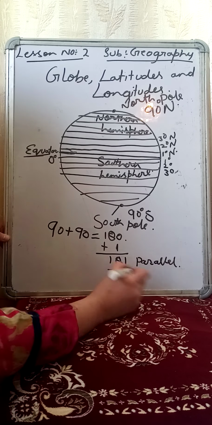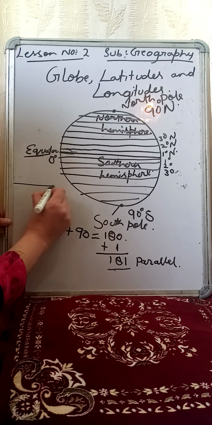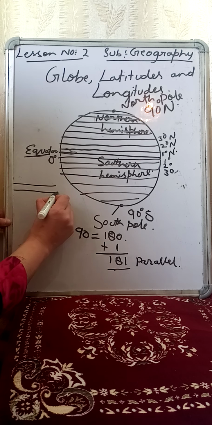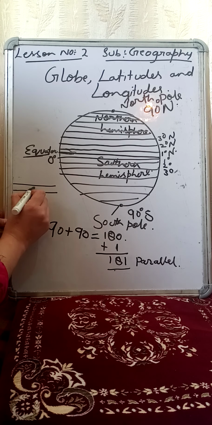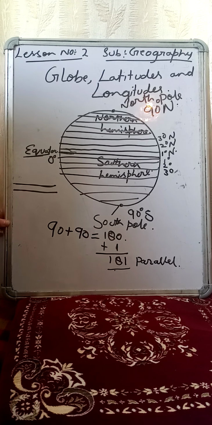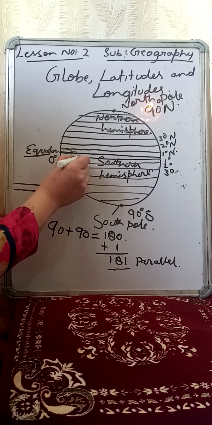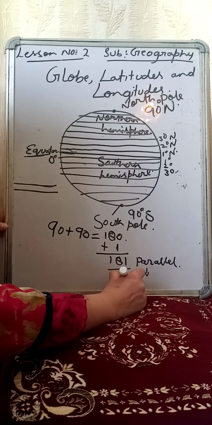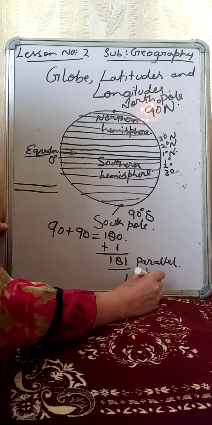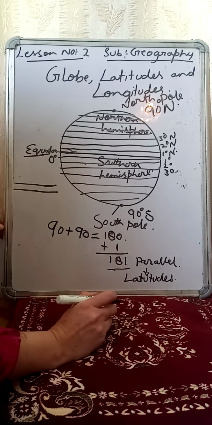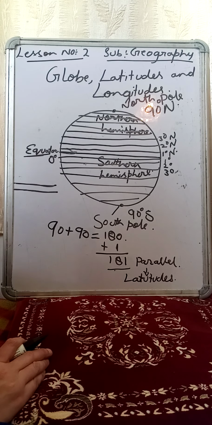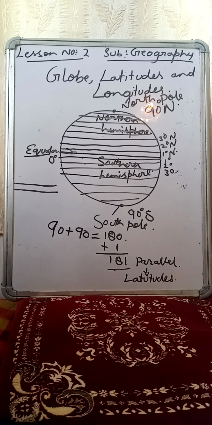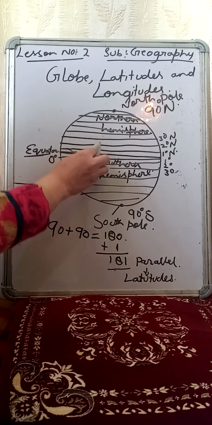Why do we call them parallels? Because these lines are parallel to each other. Parallel means lines which don't meet and are at the same distance at every point. They don't meet anywhere, so we call them parallels, or we also call them latitudes. What do we call them? We call them parallels or latitudes. Okay, got it? We have some important latitudes. Let's first come to know about them.